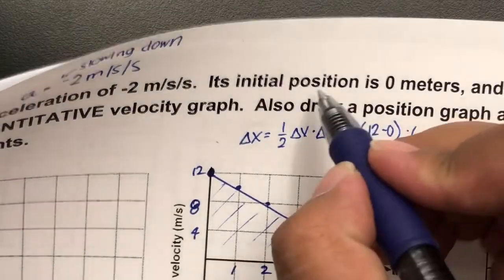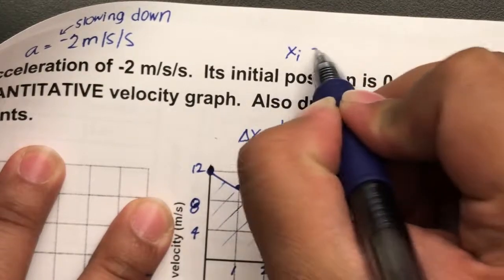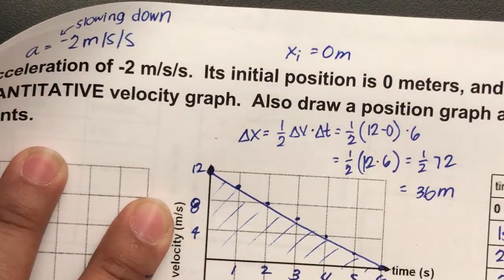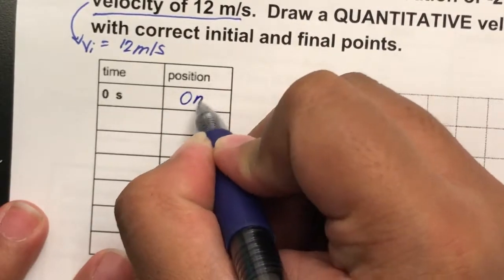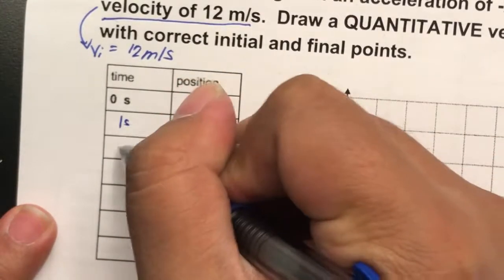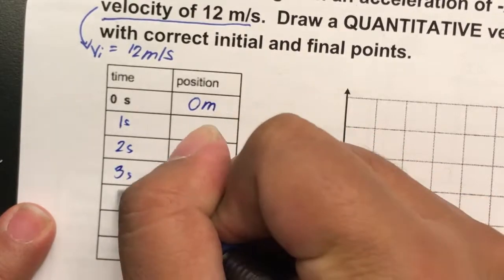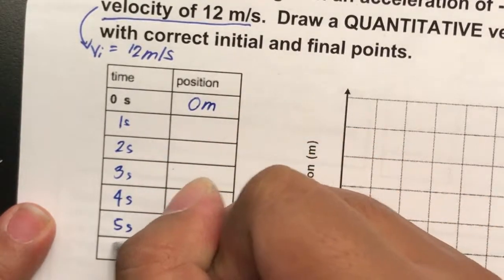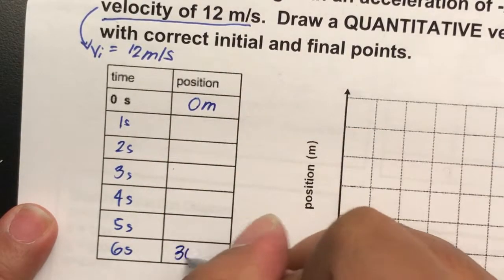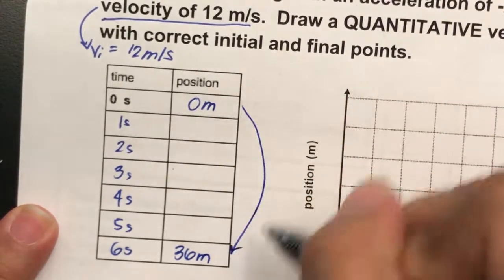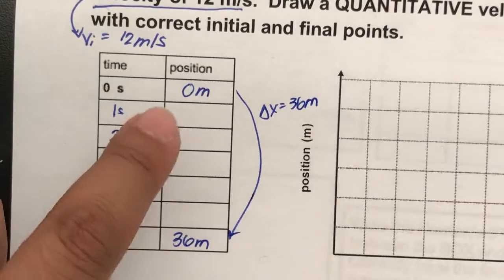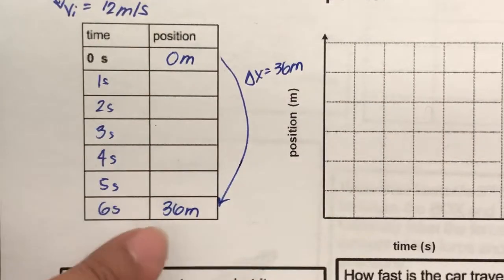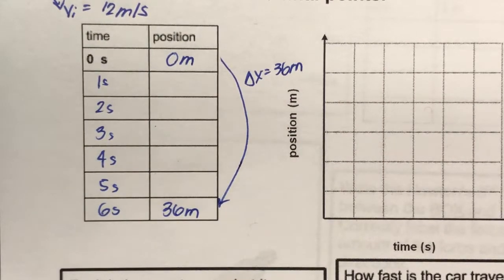Okay, so we're going to come around here, and we can read from the problem that it has an initial position of 0 meters. That means here our initial position is going to be 0 meters. And at 6 seconds, it's going to be 36 meters, because that is our change. Our delta x was 36 meters. So we're going to just add 36 to our initial, and we get our final.